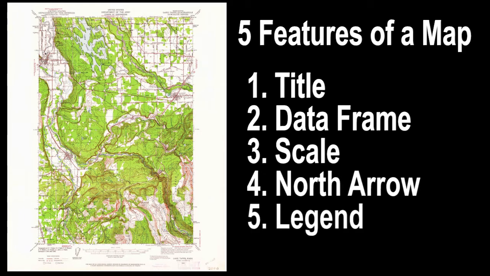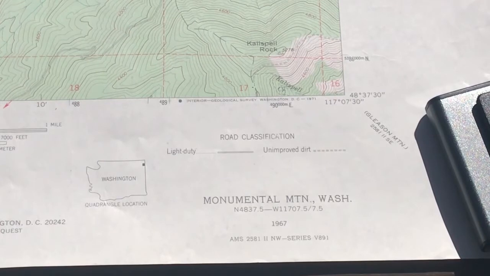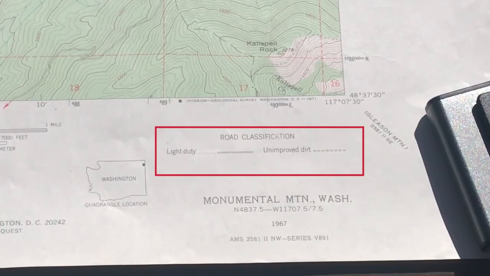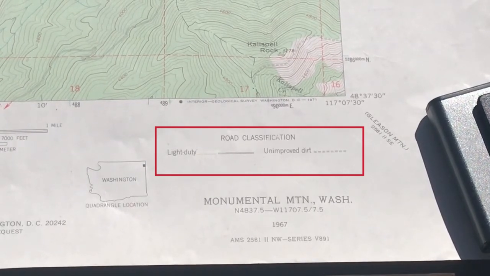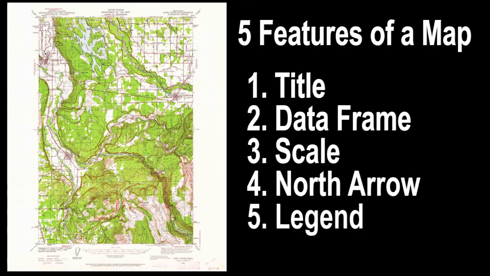And then we have a legend, which gives us a definition of features. It may talk about unimproved roads, it may talk about trails, and it may talk about water features, swamps, or buildings.